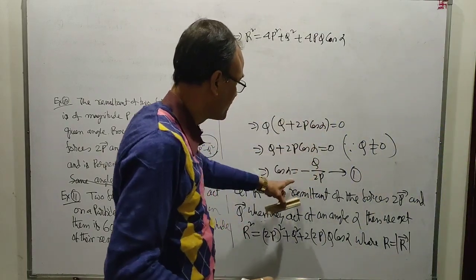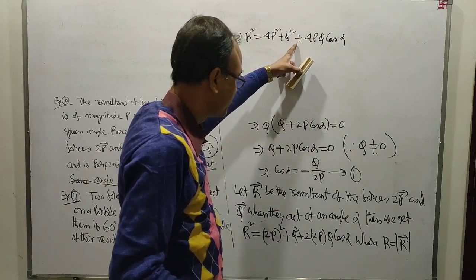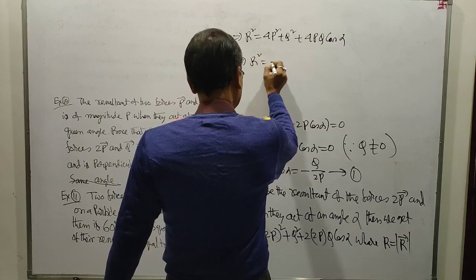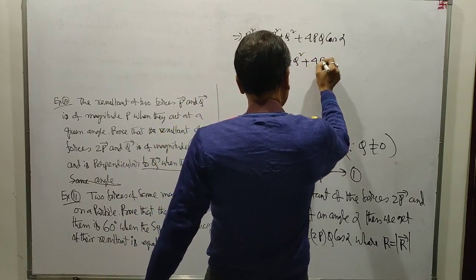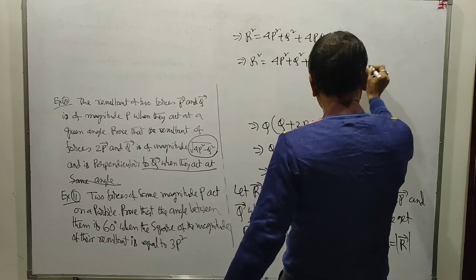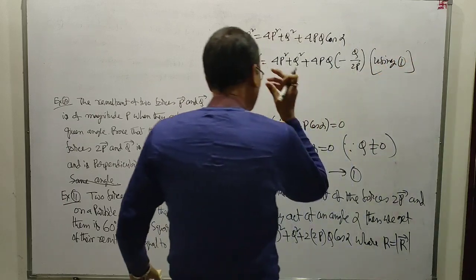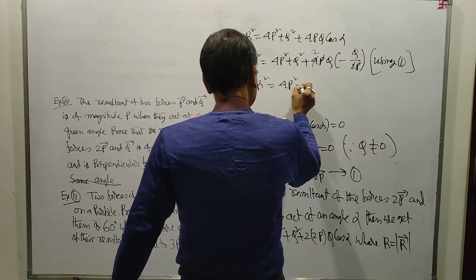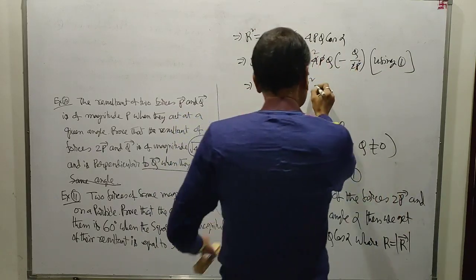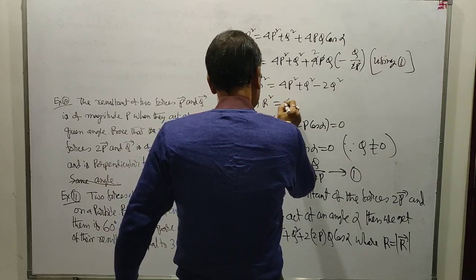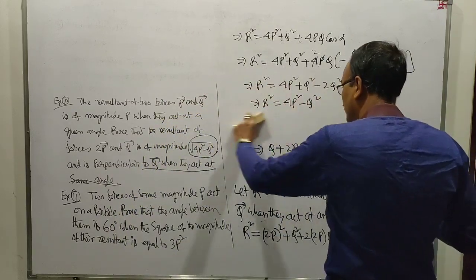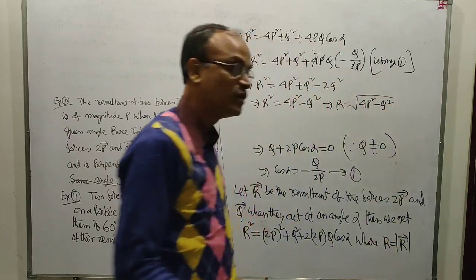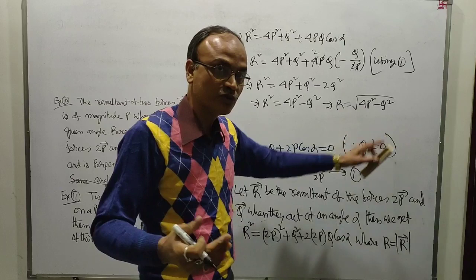Now eliminate the cos alpha from this relation. Apply 1. This means R square equals 4P square plus Q square plus 4PQ into minus Q by twice P, using 1. The P's will be cancelled. This means R square equals 4P square plus Q square minus twice Q square. R square is equal to 4P square minus Q square. This means R equals root of 4P square minus Q square. Therefore, the magnitude of the resultant is root of 4P square minus Q square.